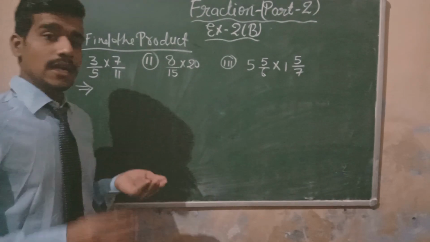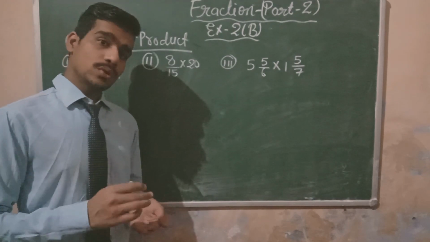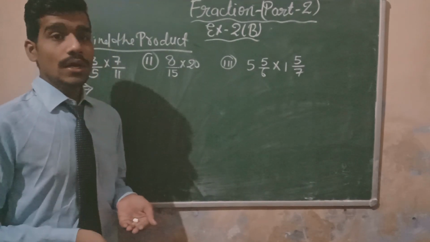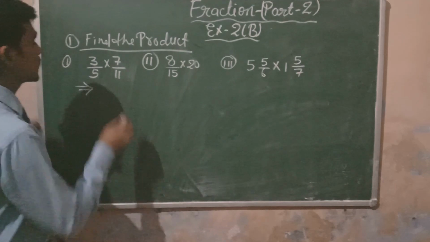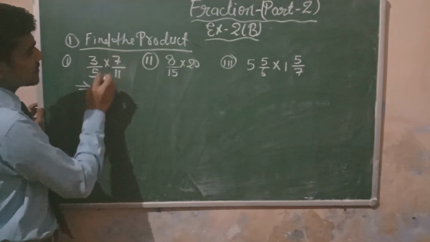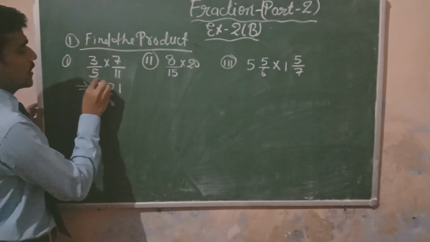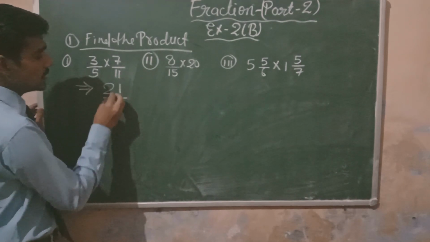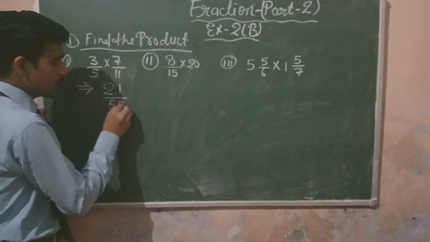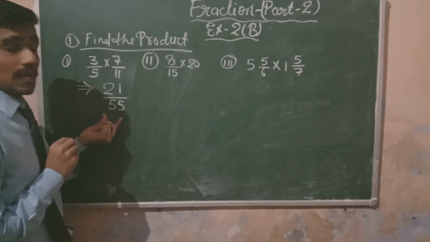Clear, student? You will always multiply numerator into numerator and denominator into denominator. But if any number cancels between numerator and denominator, first of all you reduce. Clear? Here nothing will cancel, that's why 3 7s are 21, 5 11s are 55. Clear? This is your answer.